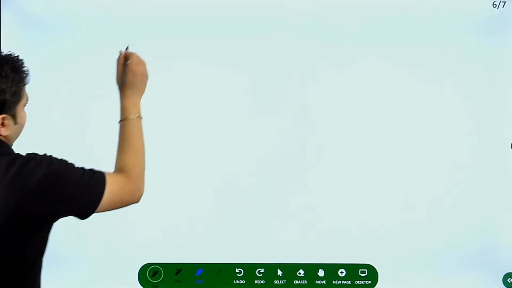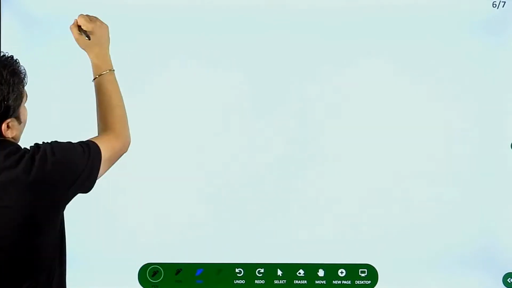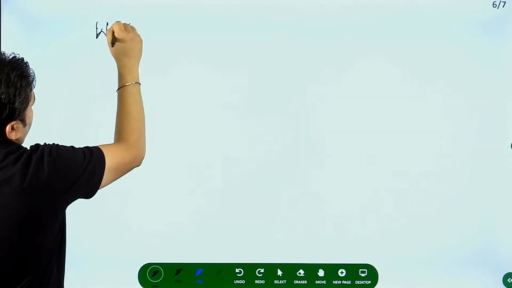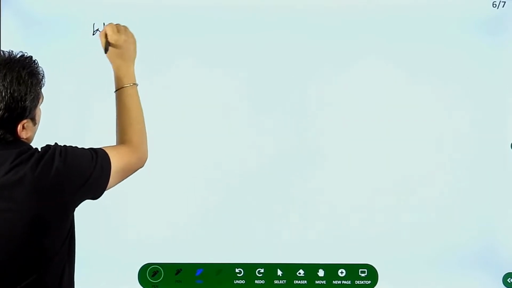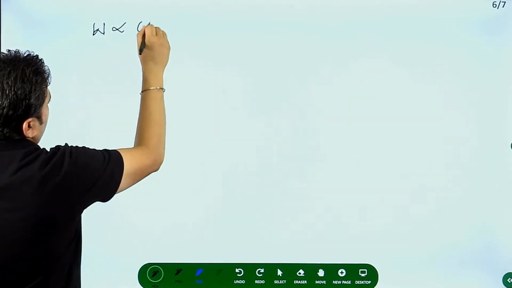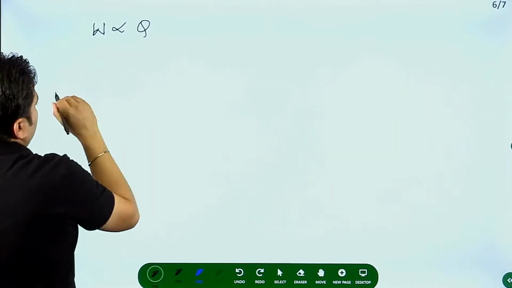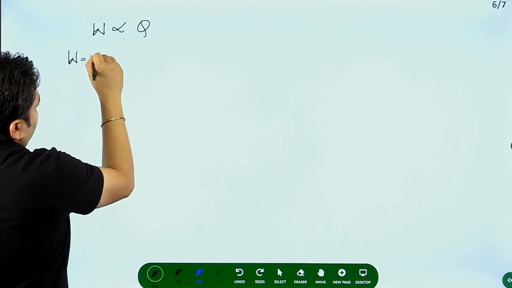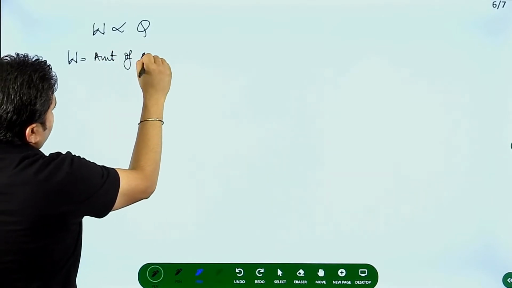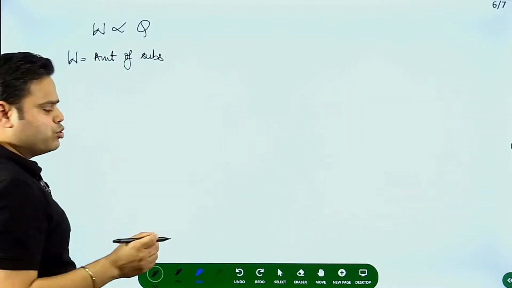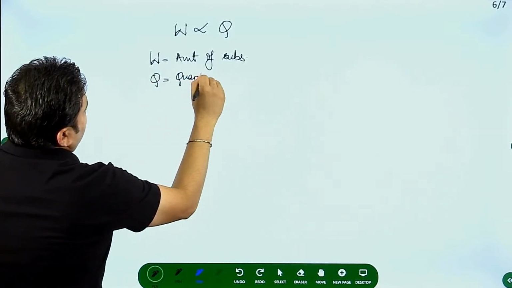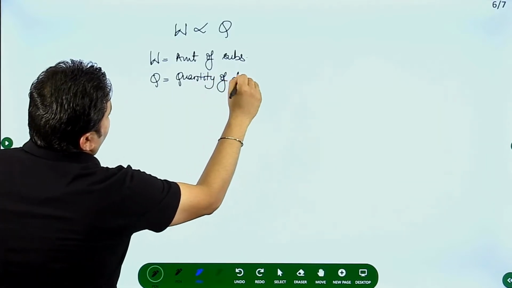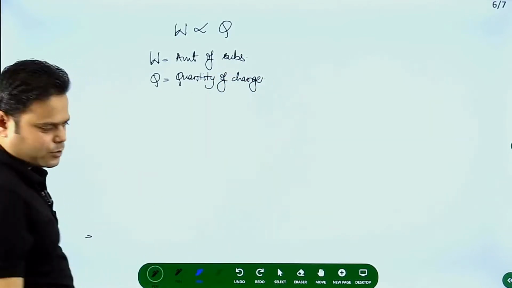Now, as per the statement of Faraday's first law, we can say that W is proportional to Q. Now, what is Q and what is W? W is the amount of substance which is either getting reduced or oxidized, and Q is the quantity of charge.